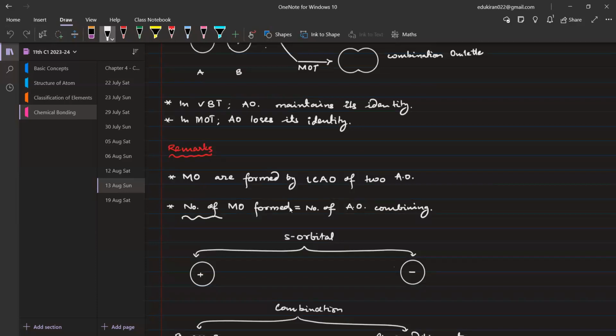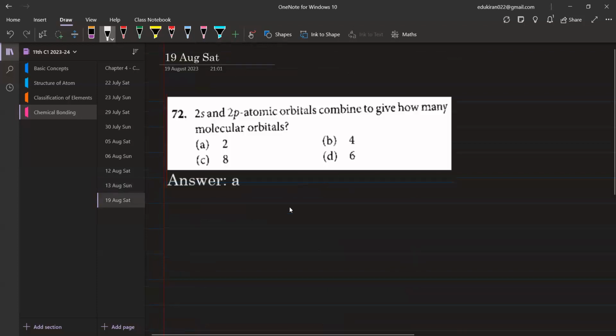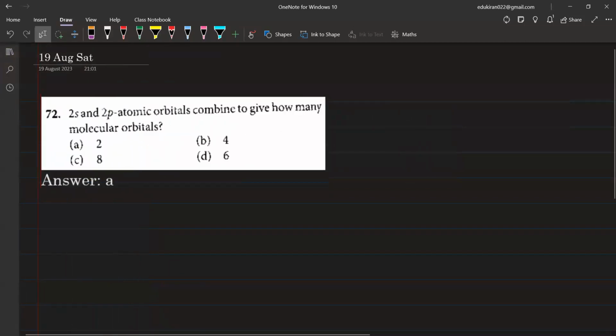The number of molecular orbitals formed is equal to the number of atomic orbitals combined. So here we are combining 2s and 2p, so we'll get 2 molecular orbitals also, right? Okay. Let us see another one. What about the other questions?